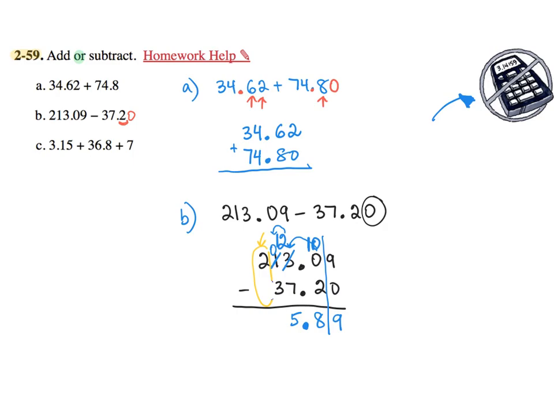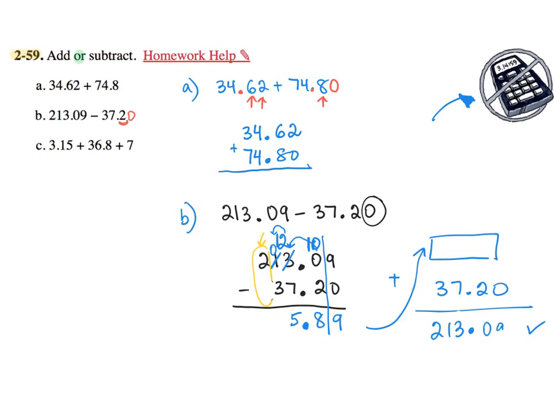And then to check your work, when we subtract, we want to add. So whatever your answer is, plus what we took away, which was 37.20. When you add, it should give you the 213. And again, it has to be lined up properly. I'm just explaining that on the video. Your job is to make sure that you can check it on your own. So 213.09. That's how you know that your answer to subtraction is correct, by adding those two numbers. And then the last one, letter C, try on your own.